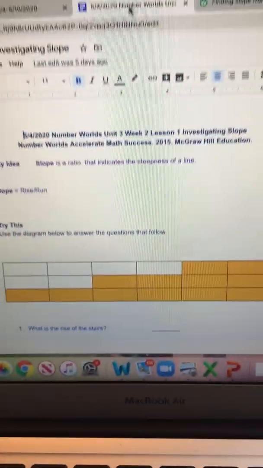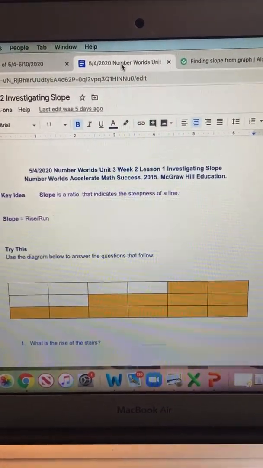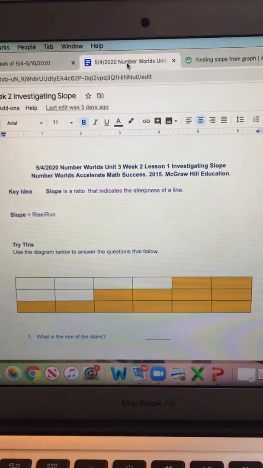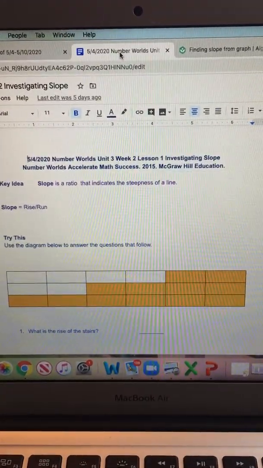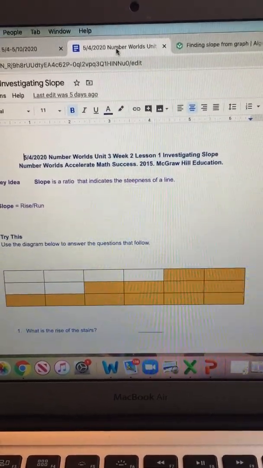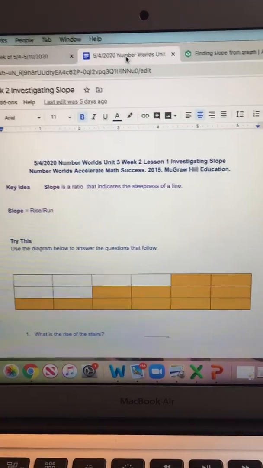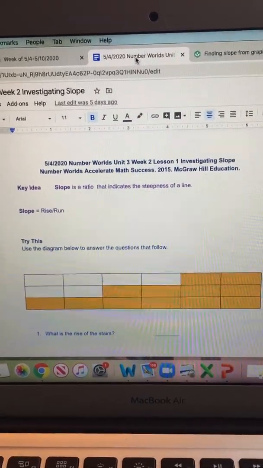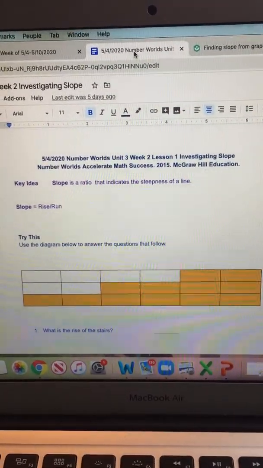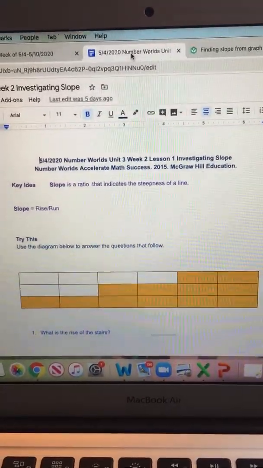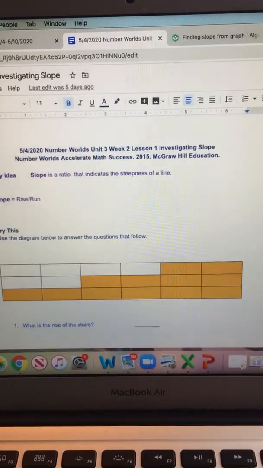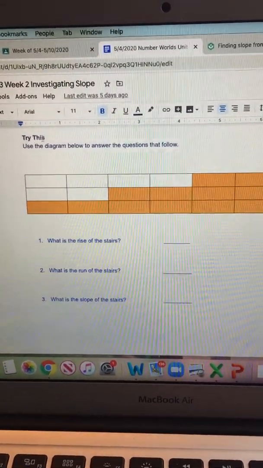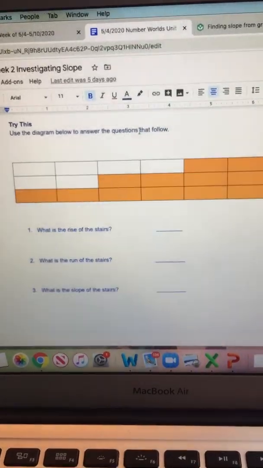So let's look at the sheet here I made. It says Number Worlds, Investigating Slope. The key idea in this lesson we're trying to learn is that slope is a ratio that indicates the steepness of a line. Then there are two parts to that slope, rise and run, which I was just telling you the definitions of, and I wish now I would have written them in this document, but I didn't, and it's too late because I already sent it to you all. If I had to do this over again, I would have the definitions up there. Try this. Use the diagram below to answer the questions that follow.